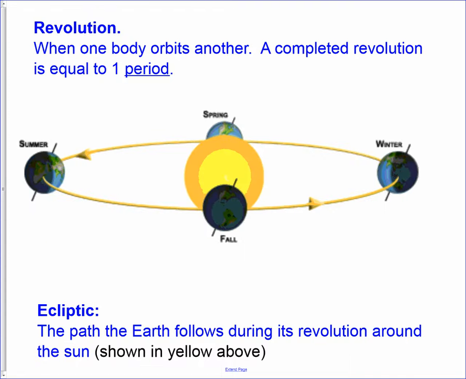All right, let's define a few other terms. Revolution. This is when one body orbits another. A completed revolution is equal to one period, which is equal to 1 year. The ecliptic is the path the Earth follows during its revolution around the Sun, and it's shown in yellow here. The Earth revolves counterclockwise around the Sun.